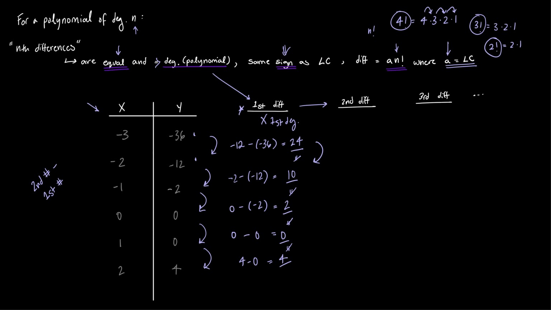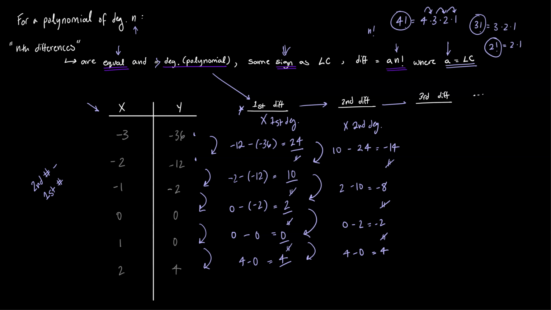So let's do this jump right here. So for this, we're going to have 10 minus 24, and that's going to give us negative 14. For this jump right here, we're going to have 2 minus 10. That's going to give us negative 8. So we can already see they're not equal. For this next jump right here, we're going to have 0 minus 2, which is negative 2. And for the final jump right here, we're going to have 4 minus 0 equals 4. So again, here we can see the second differences are not all equal. So we know now that it's not a second degree polynomial either.